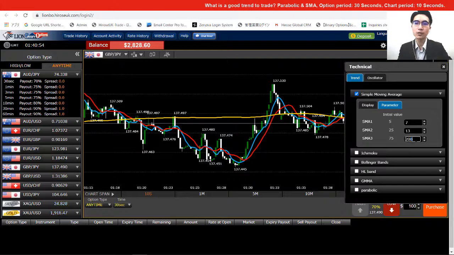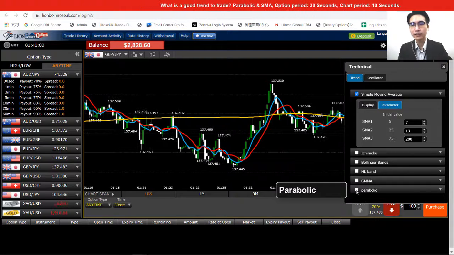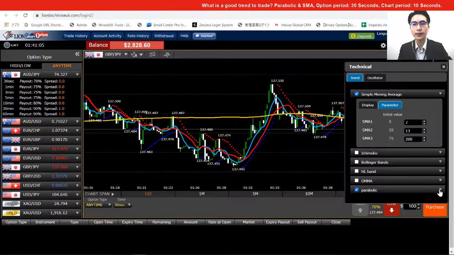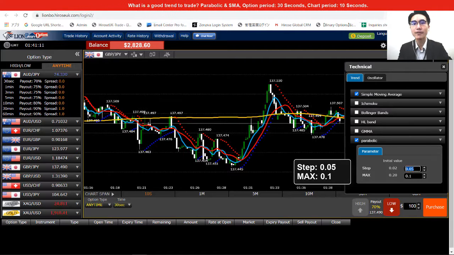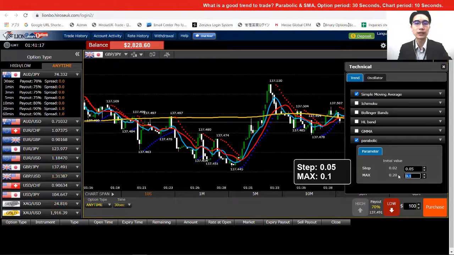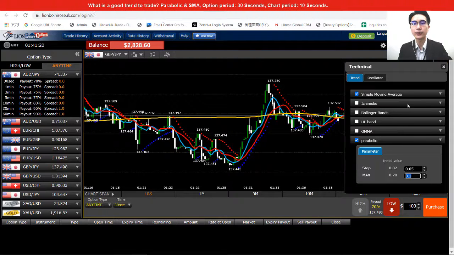After we get the simple moving average set up, we will go to the parabolic. So tick on parabolic, and open the drop down for it as well. Now we will change the parameter to 0.05 and 0.1. So again, step is 0.05 and max is 0.1. After we get that done, now we can close the technical indicators window.